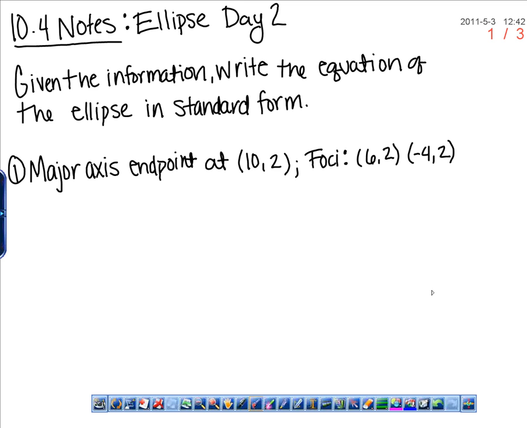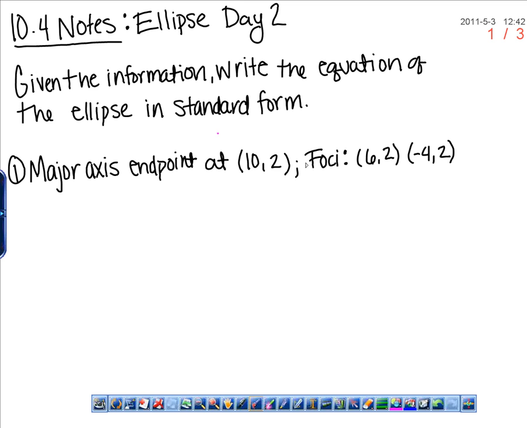Okay, for day 2 of the ellipse, we're going to be working backwards. We're going to get the information and write it into standard form. So let's start with number 1. Number 1 says that the major axis endpoint is at 10, 2, and the 2 foci are located at 6, 2, and negative 4, 2.